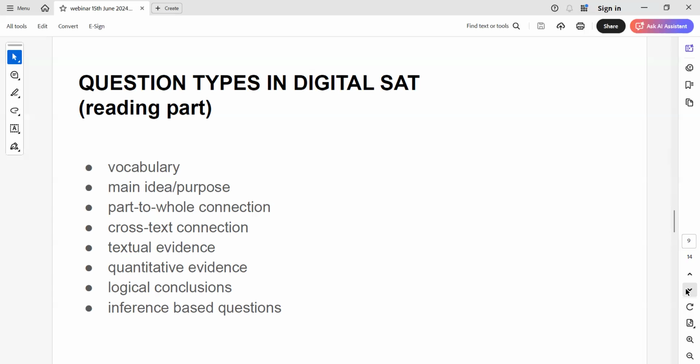Then we have textual evidence questions, when we have to support someone's hypothesis or maybe challenge their hypothesis. Sometimes these evidence questions may also have organized data like graphs and charts in them. So that comes under quantitative evidence. We have some logical conclusions questions, where we have to conclude a text by understanding how the flow of information in the text is going. And then there are some simple inference-based questions which occur not at the last of the reading part, actually somewhere in between. They're just related to some detail in the text.